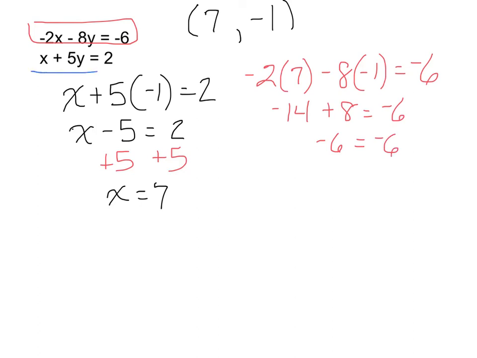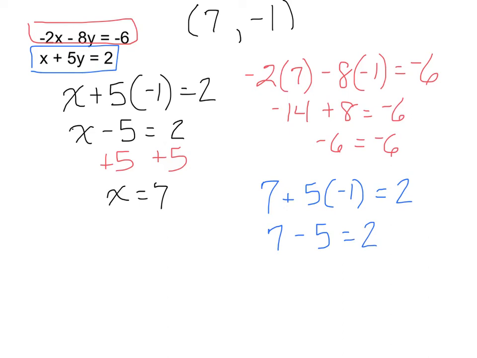Does it work in the second equation? Again, substitute your values in for each of your variables. 7 is x, plus 5 times y, which we said is negative 1, must equal a positive 2. Following the order of operations, 5 times negative 1 gives us a negative 5. And is 7 minus 5 equal to 2? Yes, 2 does equal 2. Therefore, we know that this ordered pair is the solution to this system.